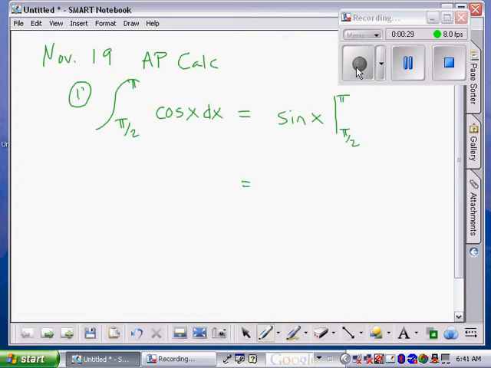So now we plug in and we do sine of pi minus the sine of pi over 2, right? What is the sine of pi? 0 minus, what's the sine of pi over 2? 1. So we're going to get a negative answer here.